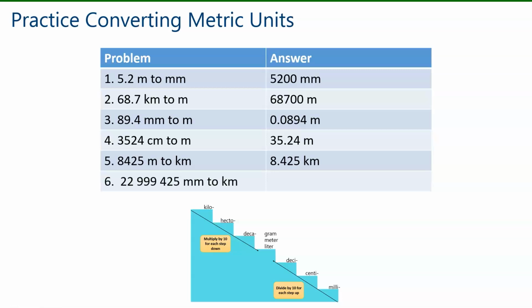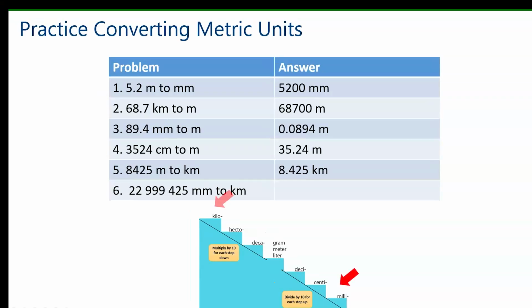For our last one, we're converting millimeters to kilometers. To convert millimeters to kilometers, we're going up 1, 2, 3, 4, 5, 6 steps. So we're going to move our decimal 6 places to the left. 1, 2, 3, 4, 5, 6. And we have 22.999425 kilometers.